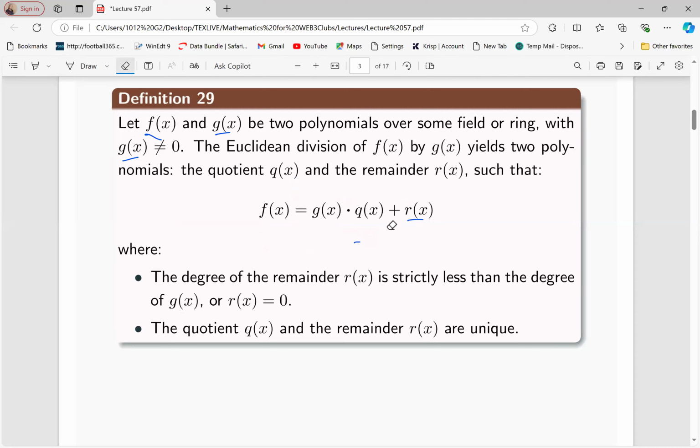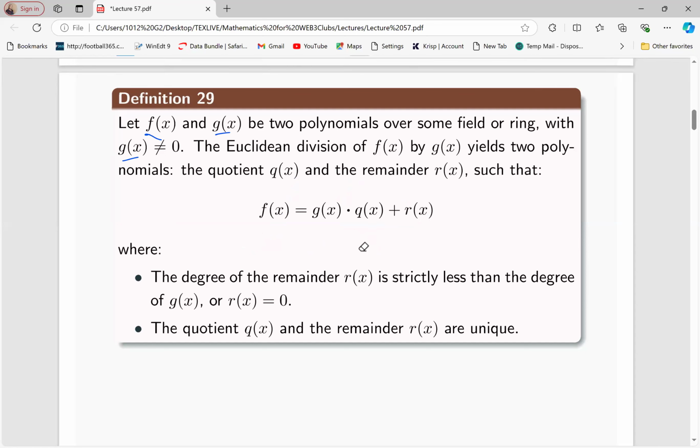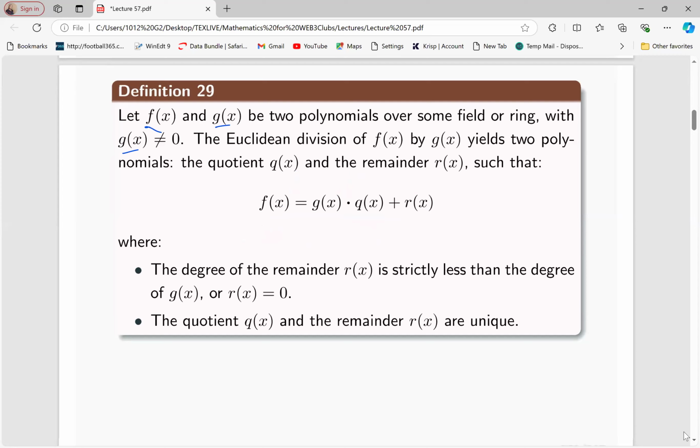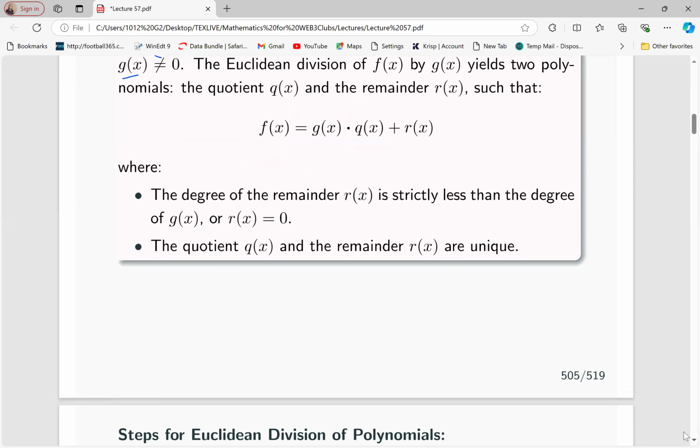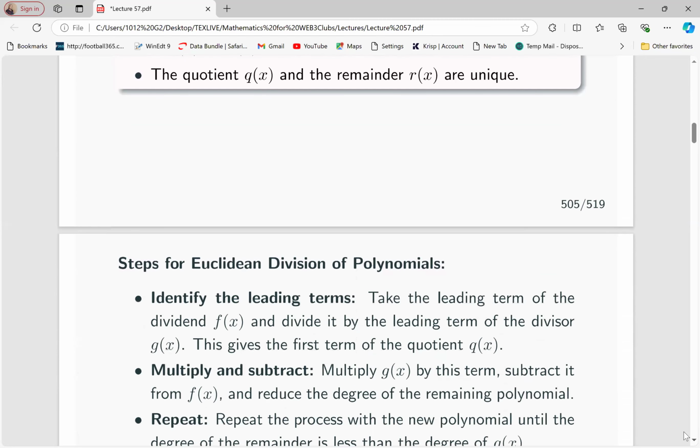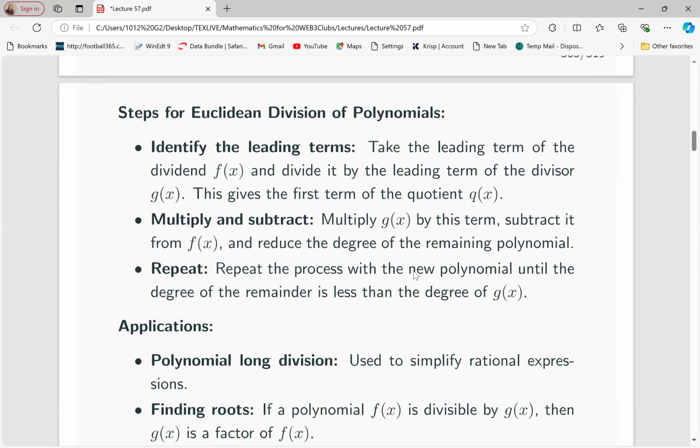Now, in so doing, when you're dividing a polynomial into the other, the remainder and the quotient will be unique. What that means is that it cannot give you two different quotients. So every time you divide, you get the same quotient, and the remainder will be the same. It will not give us different results.